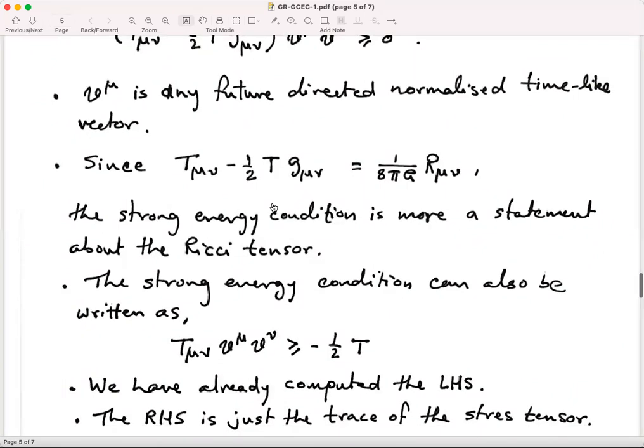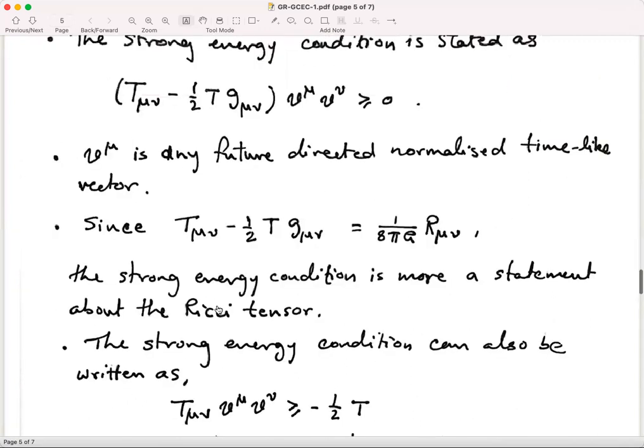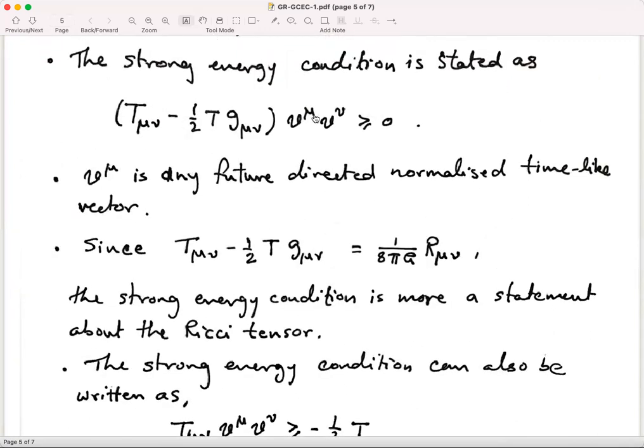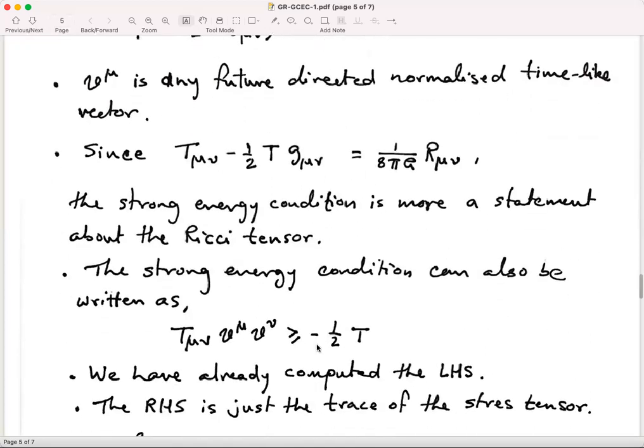So the strong energy condition can also be written in terms of an equation like this: T mu nu V mu V nu is equal to minus half times T. Now remember that this was minus half on the left hand side, but even if you take it to the right hand side, it is minus half simply because V mu's are timelike normalized vectors. So g mu nu V mu V nu, because they are normalized, gives you answer 1, except for the fact that they are timelike, therefore they give the answer minus 1. So g mu nu V mu V nu would flip a sign here, but when you take it to the right hand side, you again recover that sign.